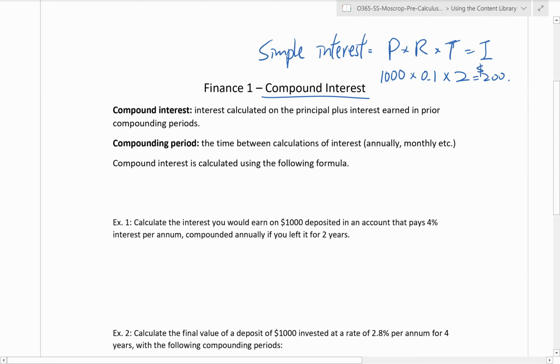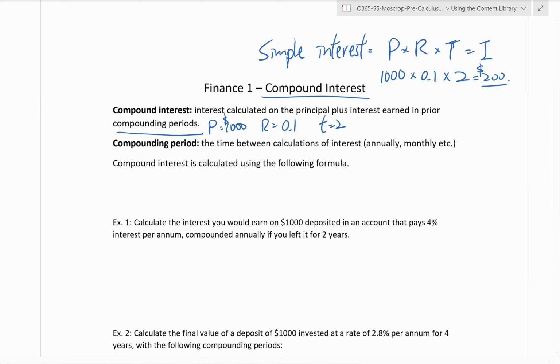Compound interest is the interest calculated based on the principal plus interest earned in prior compounding periods. For example, same scenario, we have the principal of $1,000 and the interest rate again is 10%, so 0.1, and now we have 2 years. Instead of doing it this way, let's talk about yearly interest, compounded annually, which is based on a compounding period as well.